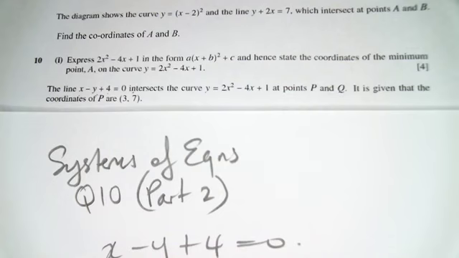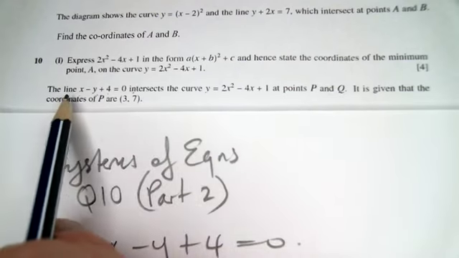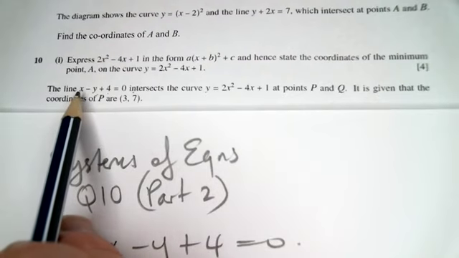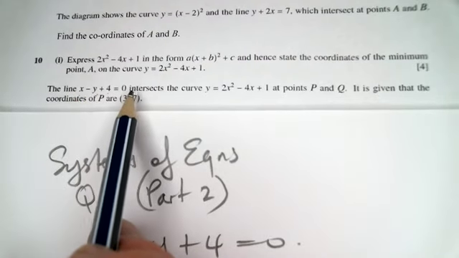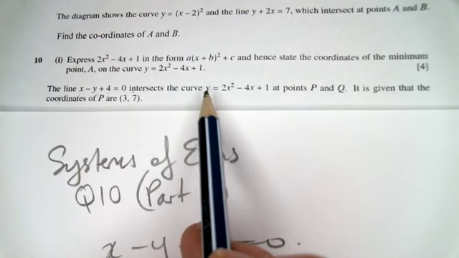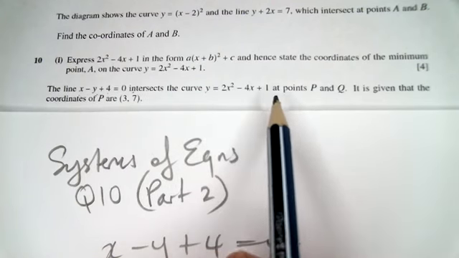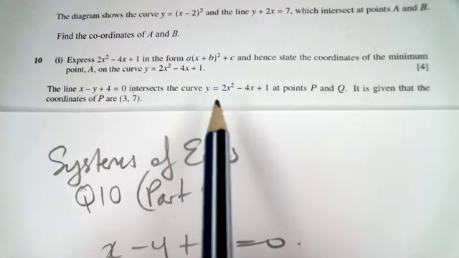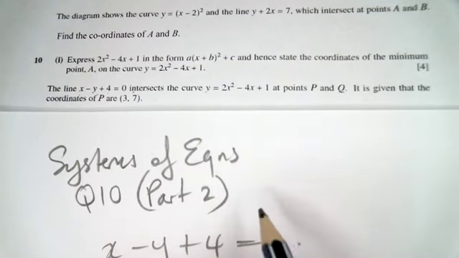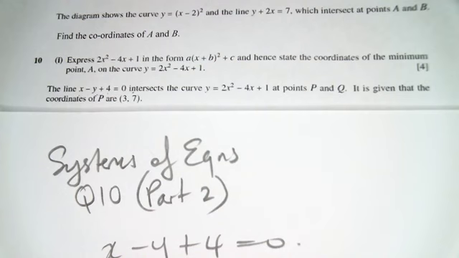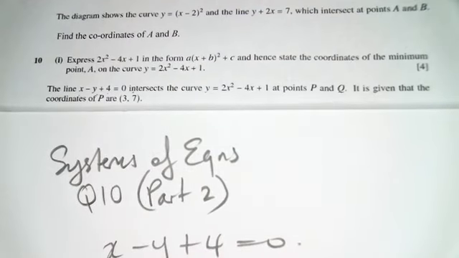Let's take a look at the next part, and we've got a line here for question 10, which is x minus y plus 4 equals 0, and that intersects with this curve here. We've got to find where it intersects, basically. What are the points where this intersects? So we're going to find the values of x and then substitute them back in to find the values of y, and that's really all it is. It talks about p and q here, but that's really not our concern so much. So let's take a look at how this plays out.